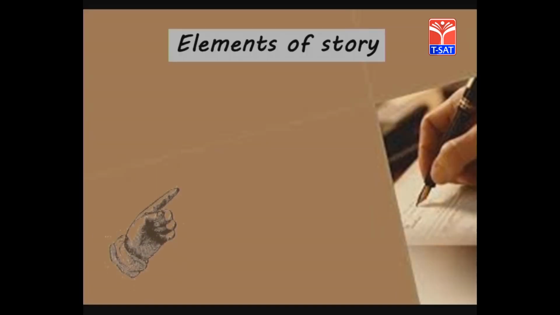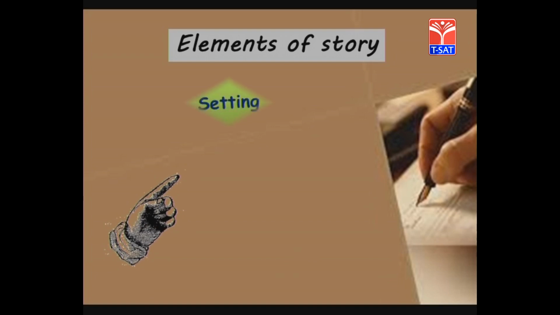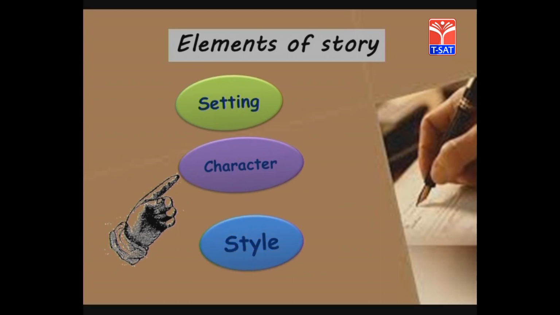Now, let us see what the features of this story writing are. Elements of story writing. First one, setting. Next, characters, style, plot and finally theme. Now, these are the 5 basic elements of story writing. We will discuss in detail about these concepts. At first, setting. What is setting in story writing?